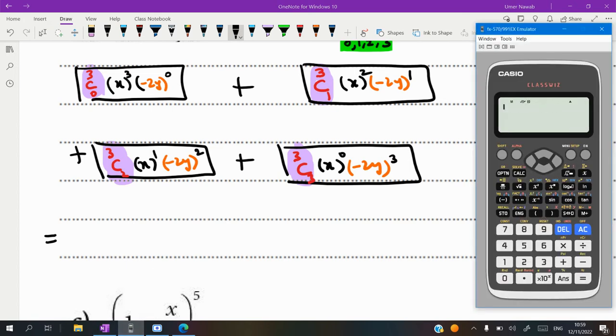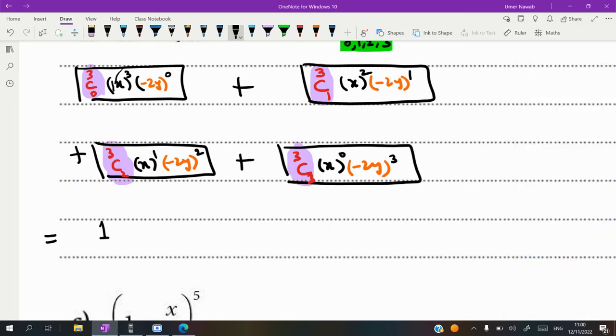I'll go to the calculator. I will write 3C0, then times, don't write x. What is the coefficient of x here? 1. So I'm going to write here 1, bracket open, 1, bracket close, raised power 3, times, I have minus 2, bracket close, raised power 0. What is the answer? We got 1. What is the power of x I'm going to get? X power 3 and y power 0, which is equal to 1. No need to write it.